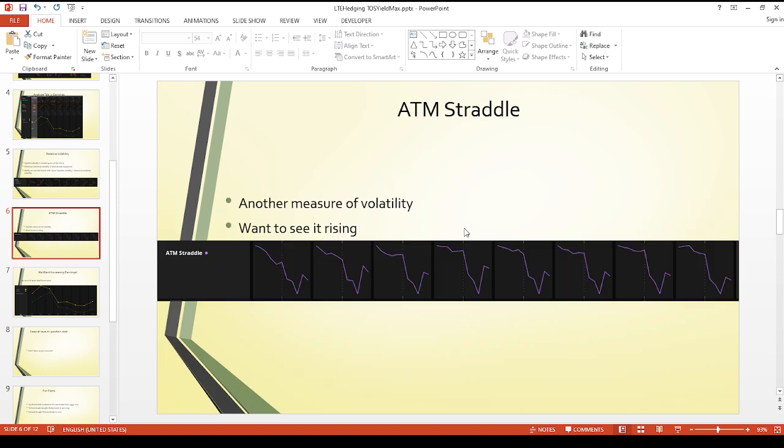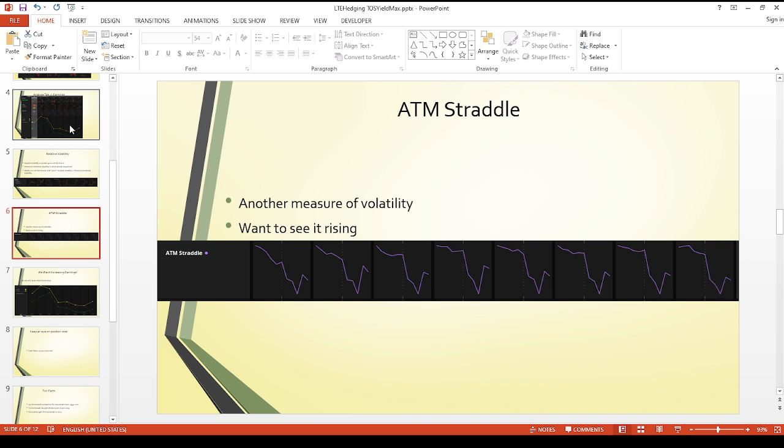And then the at the money straddle is just another measure of volatility. Same thing, ideally we want to see implied volatility head up. The at the money straddle is one way to see the action within the options chains. It started off kind of bad, trending down, but then it started to pick back up. So ideally, we want to be in the sweet spot where it's on the down move, but then it's starting to pick up.